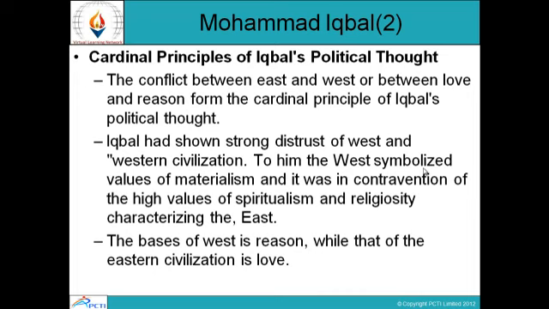The basis of the West is reason, while that of the Eastern civilization is love. Eastern civilization focuses on the principle of love, compassion, brotherhood, unity. But the Western people focus on reason, what can be the reason behind a particular thing, or the self-interest or the self-motive.